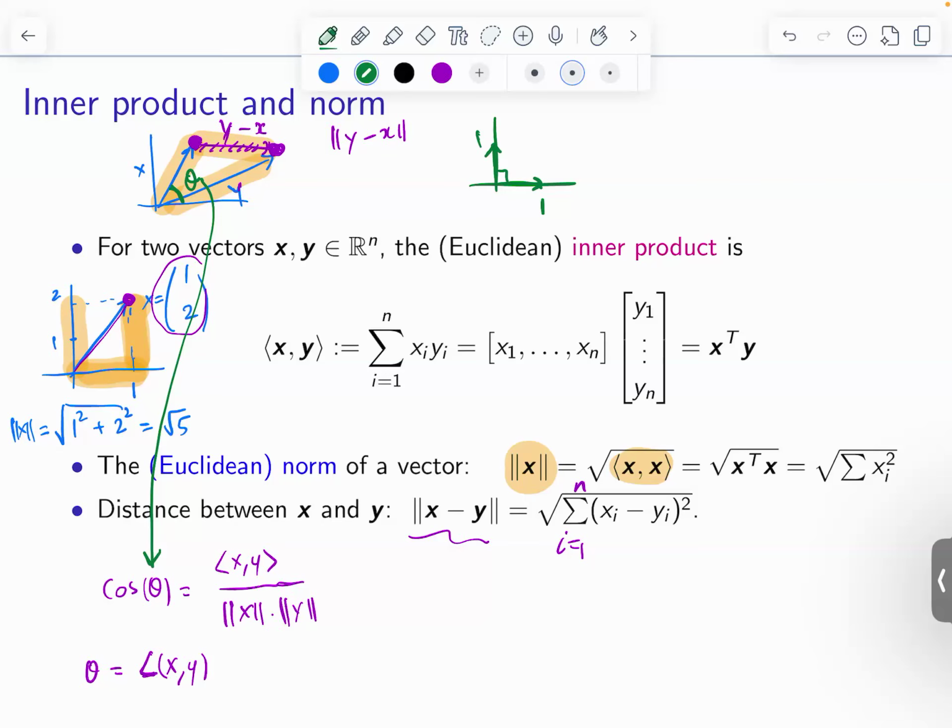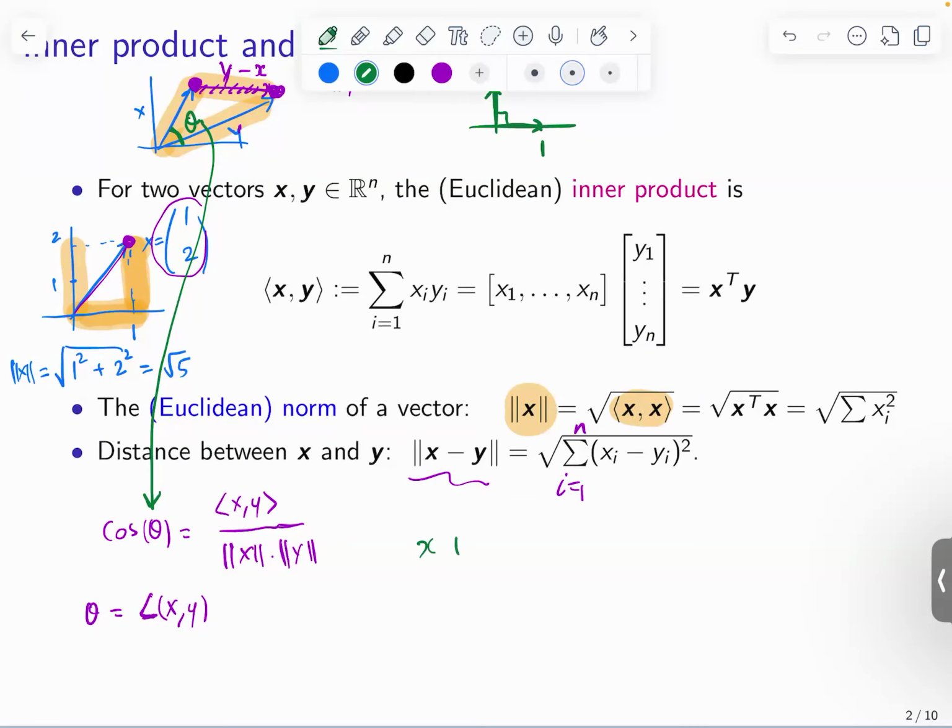So if I have the angle, I can define orthogonality. I'm going to say two vectors are orthogonal if the angle between them is 90 degrees. What is the cosine of 90 degrees? 0. Once I have the angle, I intuitively know that the angle being 90 is something we call orthogonal. So if I plug in pi over 2, the cosine will be 0. So x and y are orthogonal.